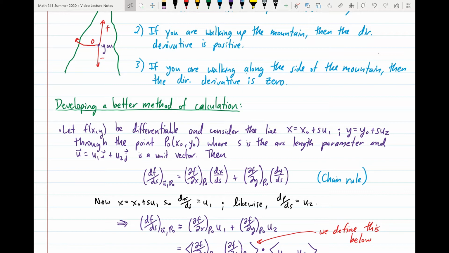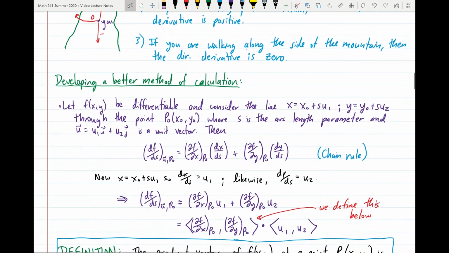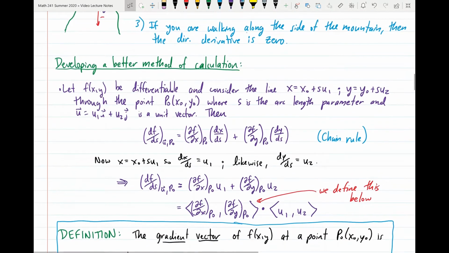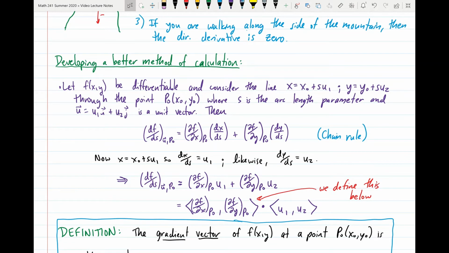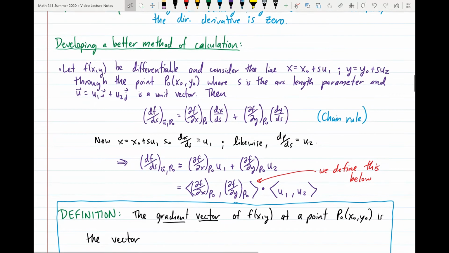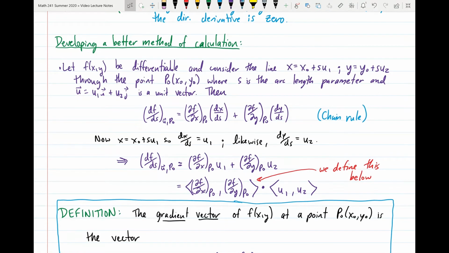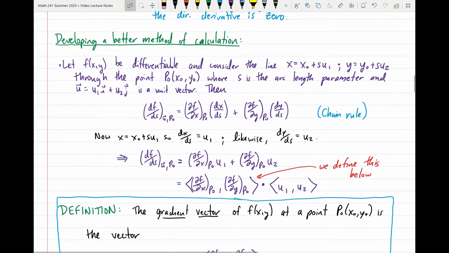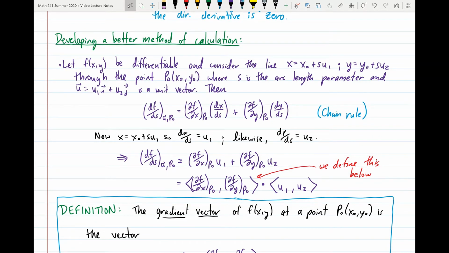So now that you hopefully have a pretty good understanding of what the directional derivative is and why we would care about it, let's try and find a better method to calculate it, because all we have up until this point is the definition, and I don't think most people want to be calculating the limits of difference quotients all day. So let's find a different way to calculate the directional derivative, and we're going to develop it here.